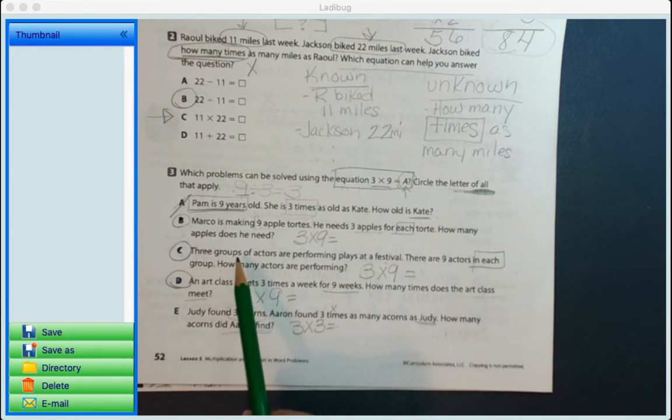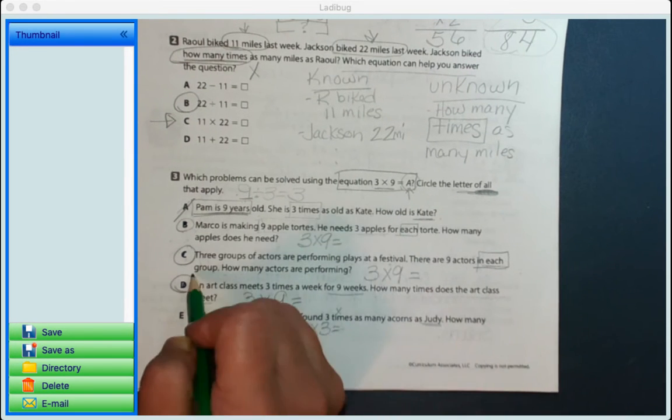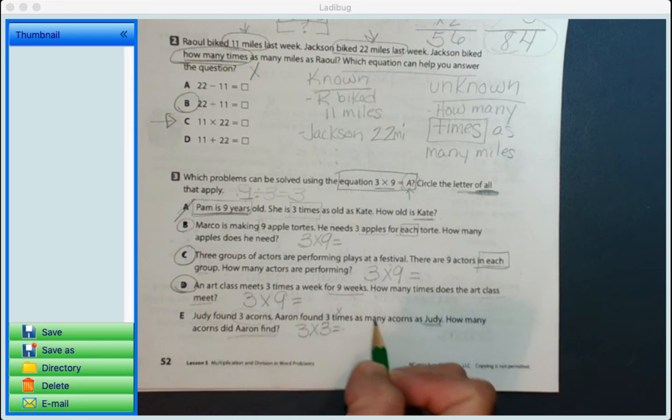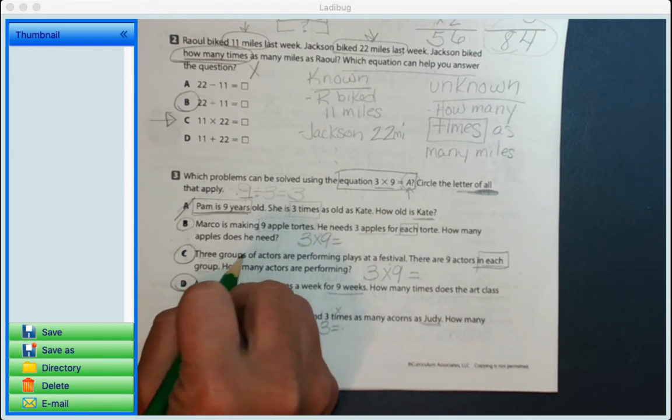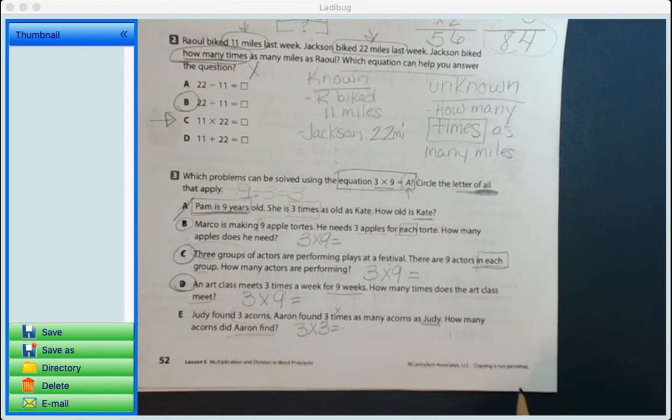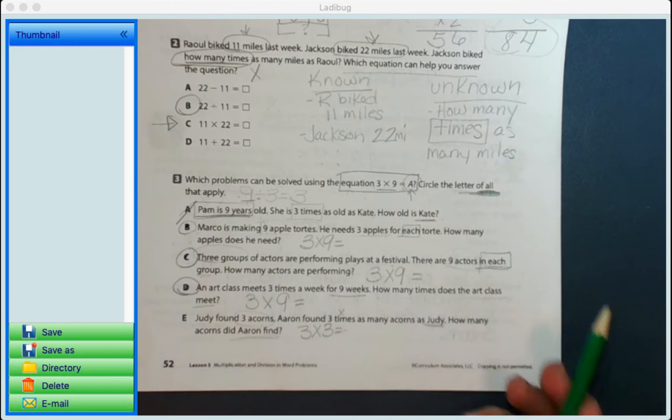So B is correct. C, 3 groups of actors are performing plays at a festival. There are 9 actors in each group. Well, I love when it says in each group. How many actors are performing? Well, there's 3 groups of actors, and there are 9 actors, so 3 times 9. So C is also another answer for us. Let's look at the last one.